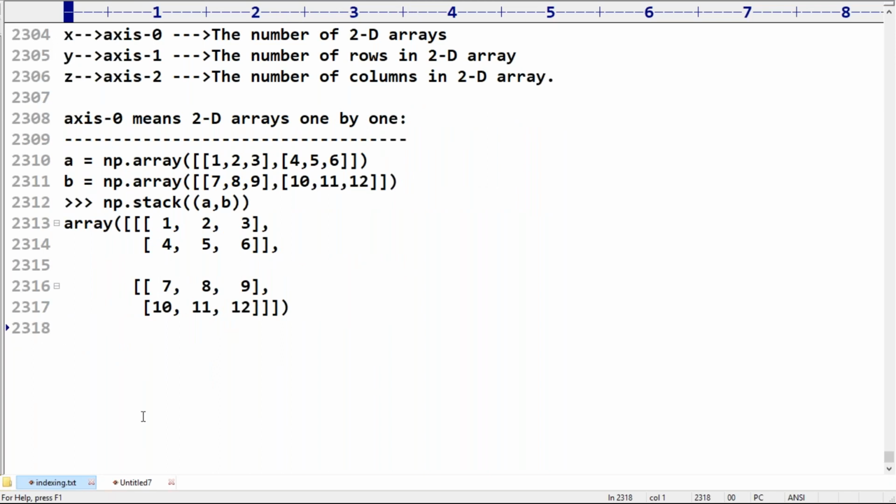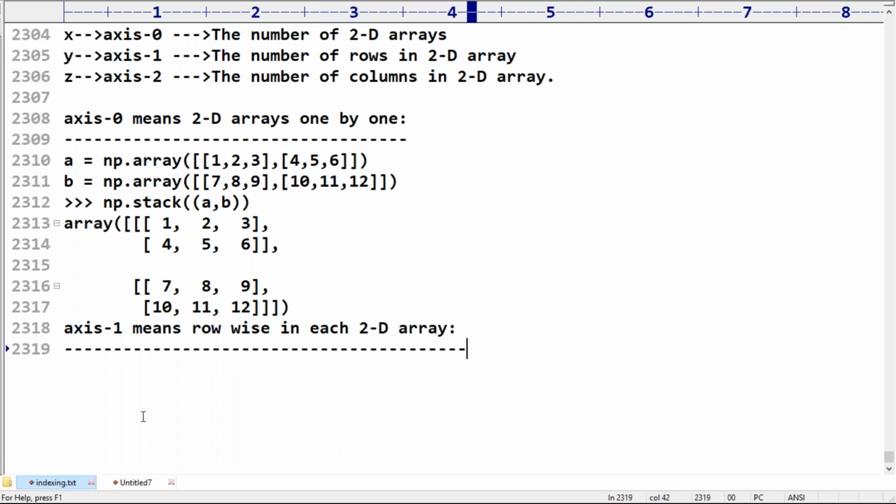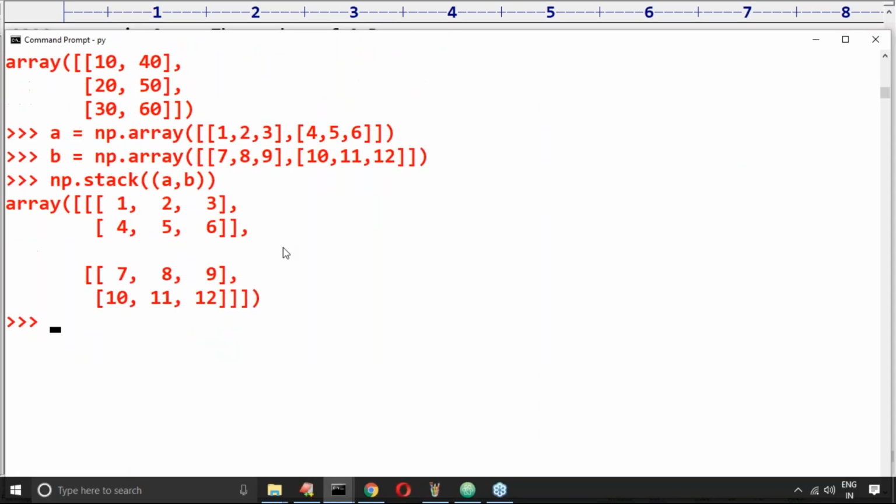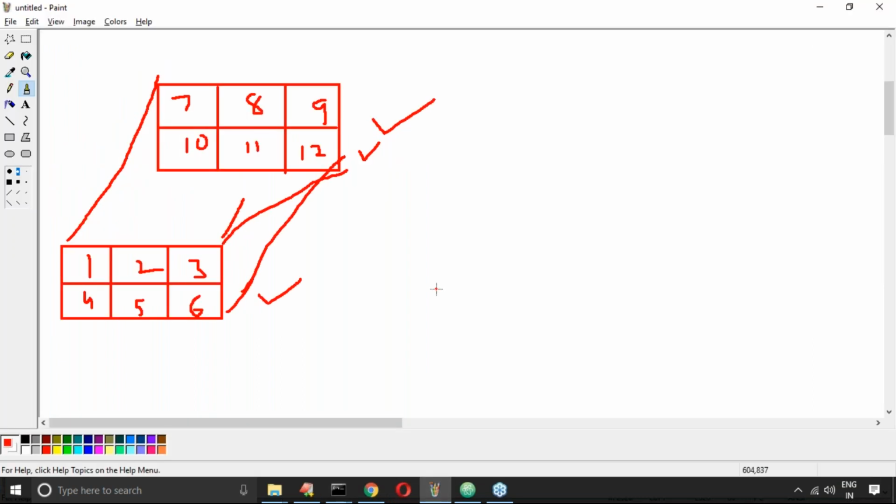Next, axis 1. Axis 1 means row wise in each 2D array. Can you please stack along axis 1 in each 2D array? Sir, what is the meaning of that? Can anyone guide? What will happen in this scenario? Axis 1 I'm taking, so I require to consider row wise.